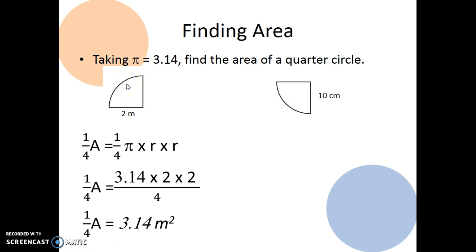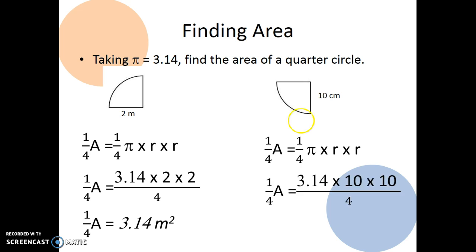Okay, pause the video here and go ahead and try that next problem on your own. So this quarter circle right here, or letter B on your notes. Okay, so hopefully you set up something that looks like this, 1/4 pi times radius squared. And your radius in this case is 10. So we're going to substitute in pi, we're going to substitute in 10, and we've got 3.14 times 10 times 10, all divided by 4, and you could cross cancel a couple times right there, and you would end up with 78.5 centimeters squared after doing that math.